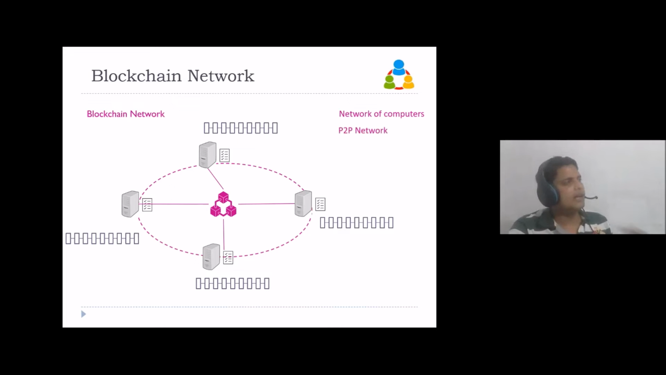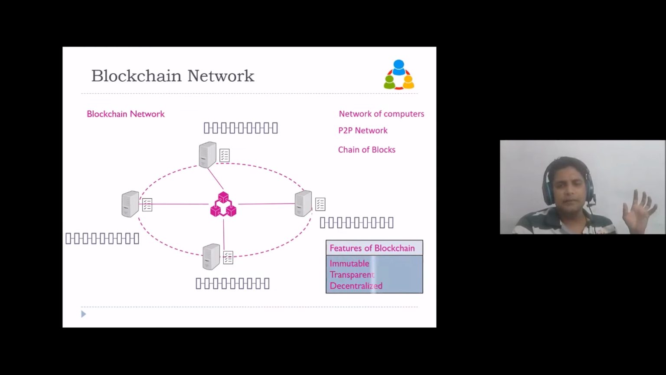All the computers are connected to each other through a protocol called P2P, peer-to-peer networking. Each and every computer is connected to each other. The data inside these computers is organized as blocks, which are connected and organized in a chain of blocks, and that's why it is called a blockchain network. There are certain primary features of blockchain: it is immutable, transparent, and decentralized. Decentralized means there is no centralized server.